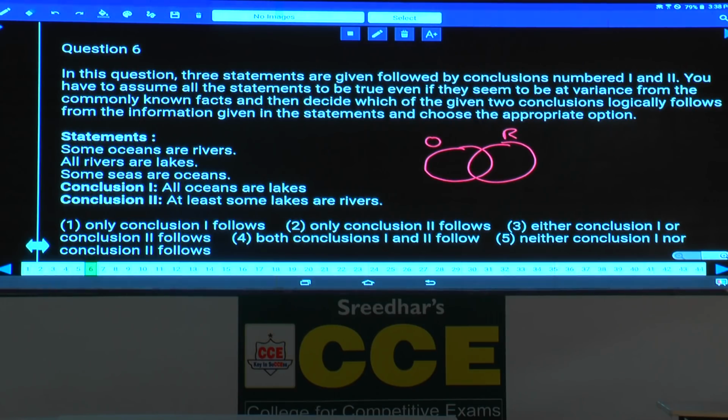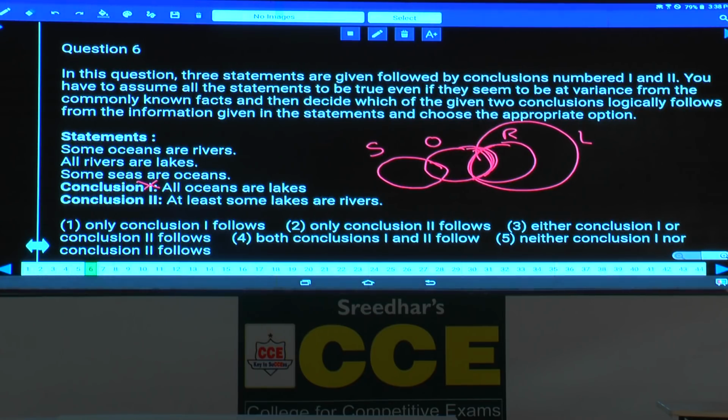Some oceans are rivers. All rivers are lakes. All these rivers are what? Lakes. And some seas are oceans. Some of the seas are oceans. This is how we can represent the 3 statements in this basic diagram. First conclusion, all oceans are lakes. Yes, all oceans are lakes. What can we say about this one? Only some oceans are lakes is true. All oceans are lakes is false.